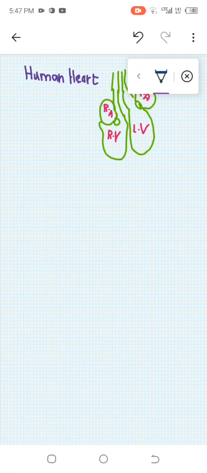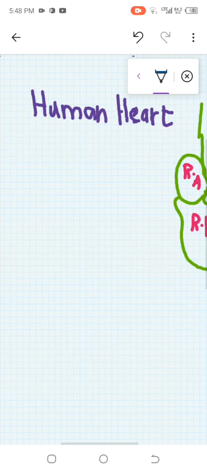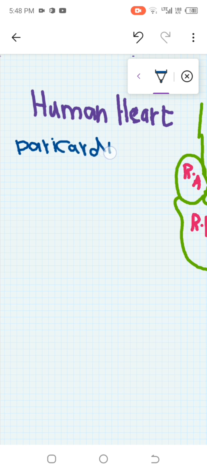Basically, we discuss the human heart. Before going through the structure of the human heart, first we're going to discuss the layers and the anatomy of the human heart. First of all, the human heart is enclosed in the pericardium. Remember this: the heart is enclosed in the pericardium.